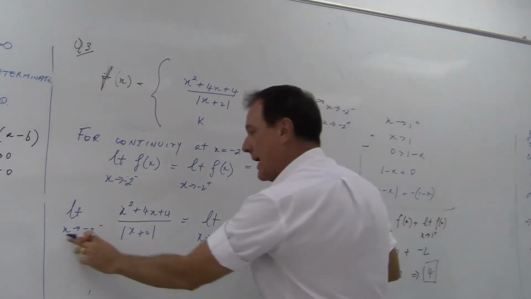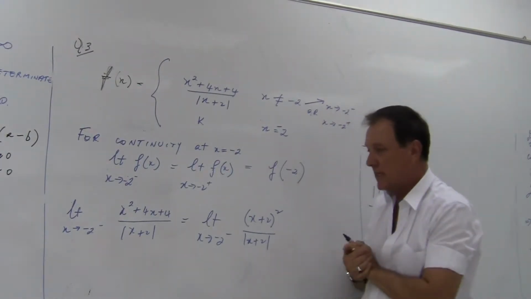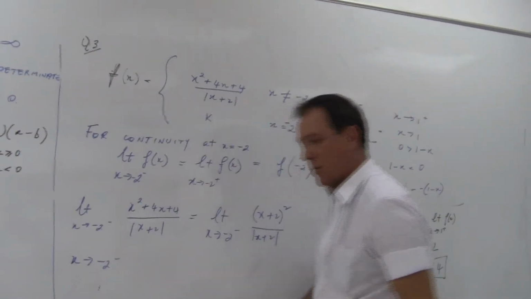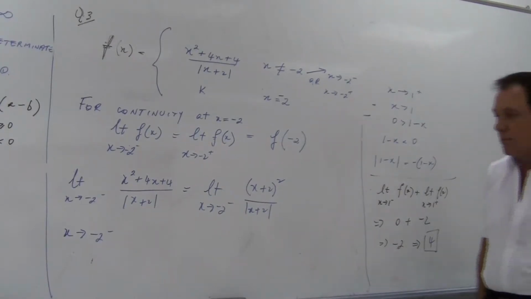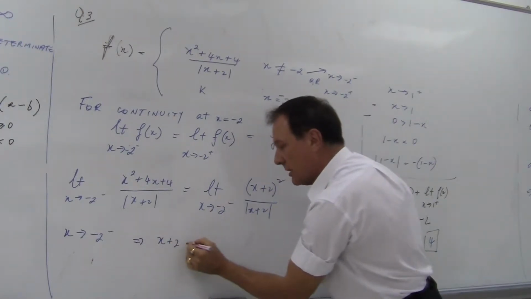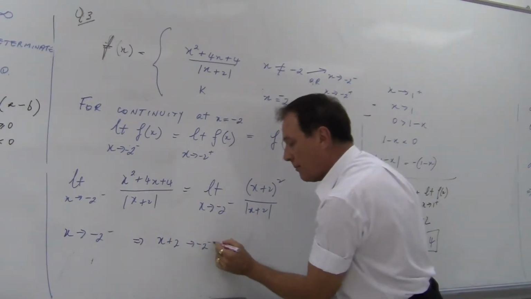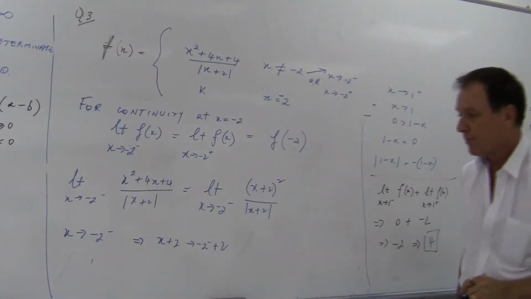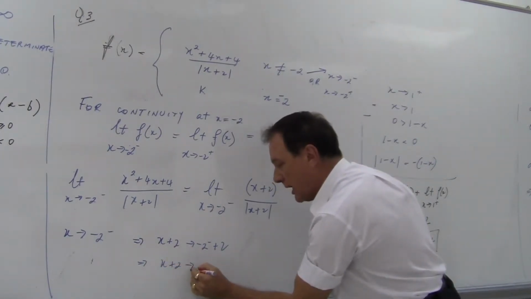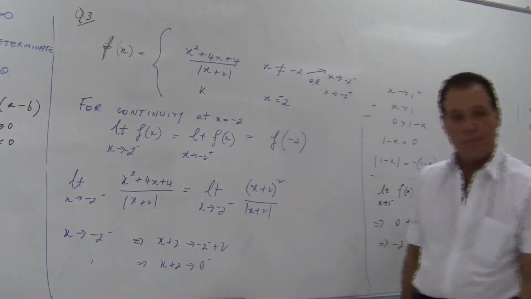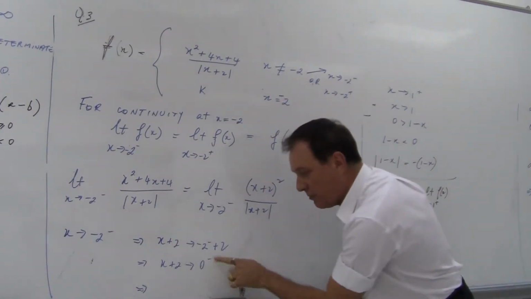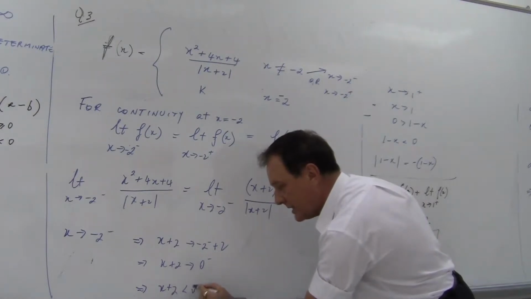So, what have we got? x approaches -2 from below. We want to cancel this here. Let's see what we've got. x approaches -2 from below. If I add 2 to both sides, I get x plus 2 approaches -2 from below plus 2. So it looks like here x plus 2 is approaching 0 from below. Now, what that means is, if it's approaching 0 from below, x plus 2 is less than 0.